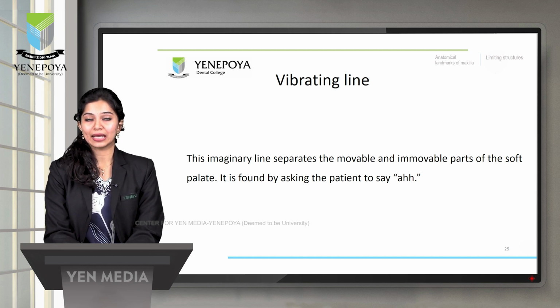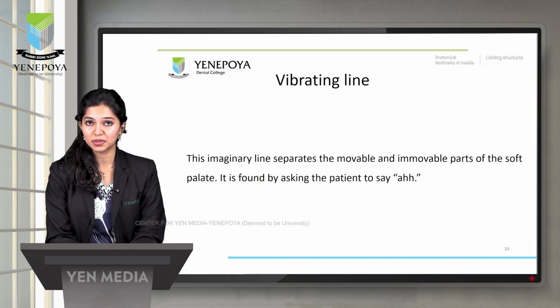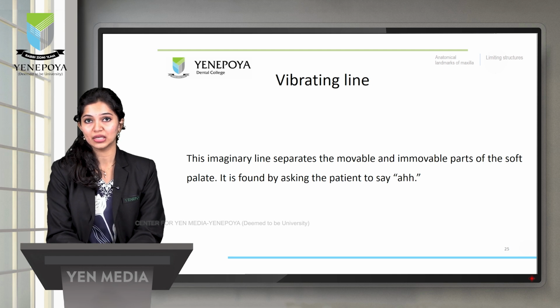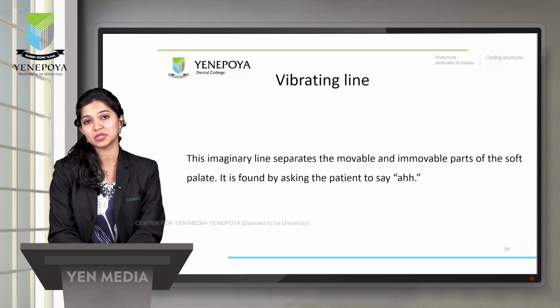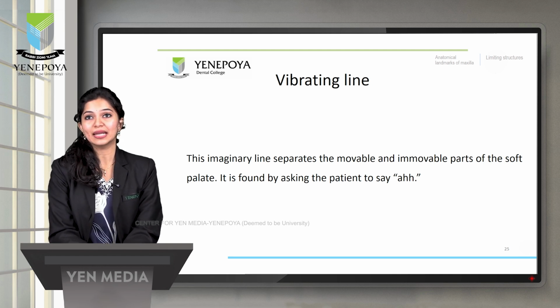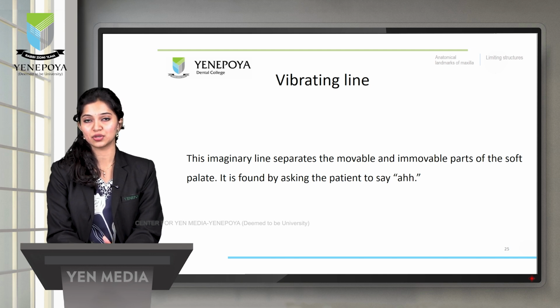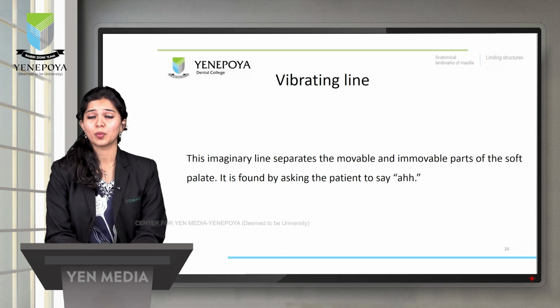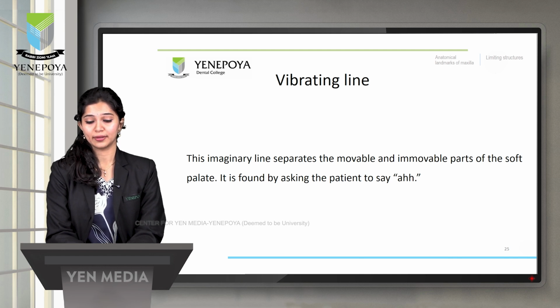Now posterior vibrating line, on the other hand, is the junction of aponeurosis of the tensor veli palatini and muscular portion of the soft tissue. So like how you have short vigorous bursts of ah pronunciation in anterior vibrating line, in posterior vibrating line you have a normal unexaggerated fashion. So anterior you have short vigorous bursts, posterior you have normal unexaggerated fashion. So this one has to be recorded during border molding.